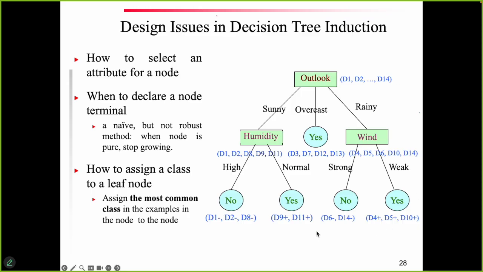Now, this is just a summary of what I explained so far. These are the design issues in decision tree induction. The main problems: how to select an attribute for a node, that I'm going to explain in a few minutes; when to declare a node terminal, that I explained, when all cases belong to the same class label or we don't have any more attributes; and how to assign a class to a leaf node, or how to label a leaf node. One option is to use the most common class, and another is just using the output class probabilities.